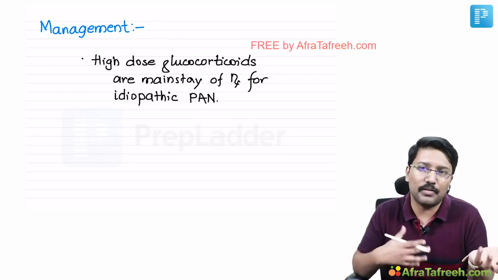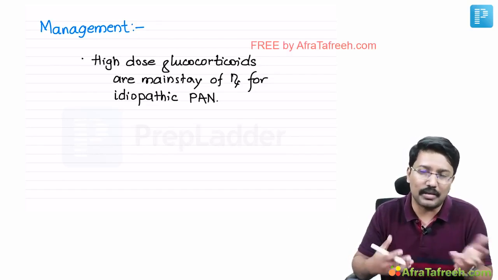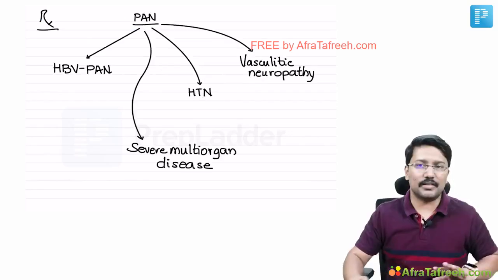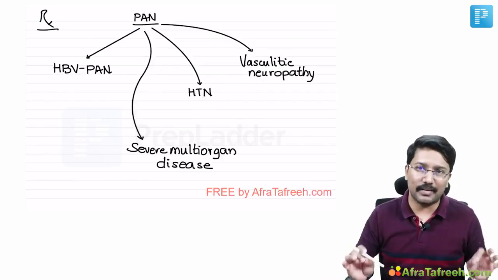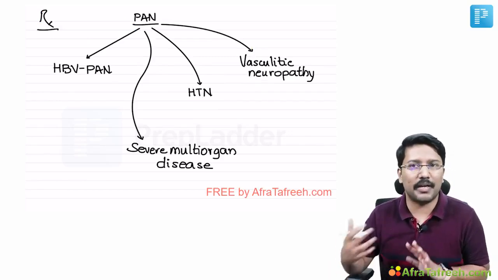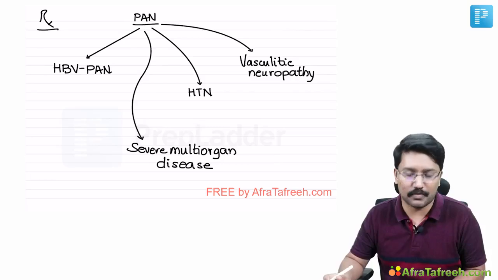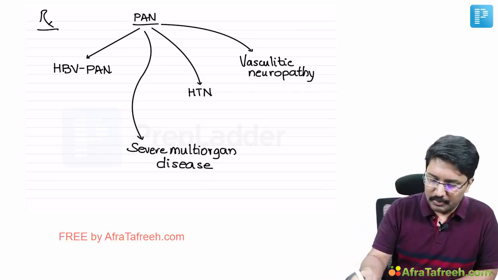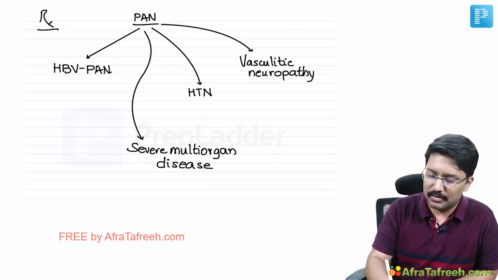We know that most of the complications are related to hypertension or renal involvement, right? So the general way of managing these patients is to treat them with a high dose of glucocorticoids. But if it is complex, in complicated cases, we might have to think of alternatives, right? So let me take you through some important decision making steps.